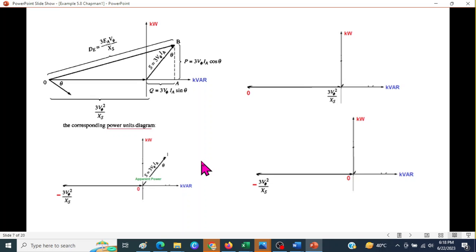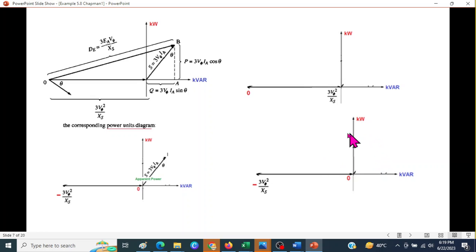Now, there's one thing that we can notice from here, that the origin is at this point. So origin is here. This is our vertical line. This is the horizontal line. Now this point here is actually, this distance is 3V² over Xs. So we can say that this origin is at 3V² over Xs. Now we want to bring the origin here. So what we have to do, if you subtract 3V² over Xs from both, then this will become 0, and this will become minus 3V² over Xs.